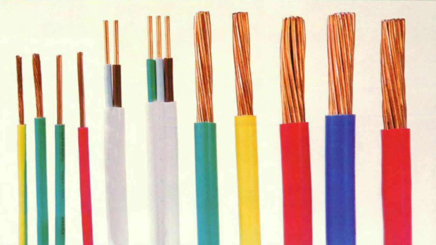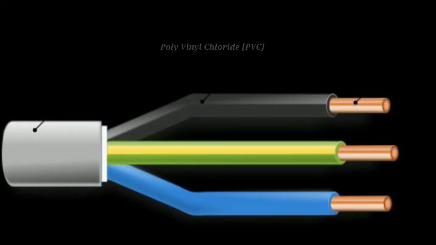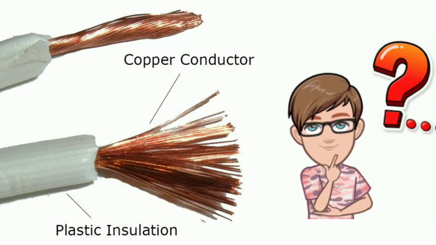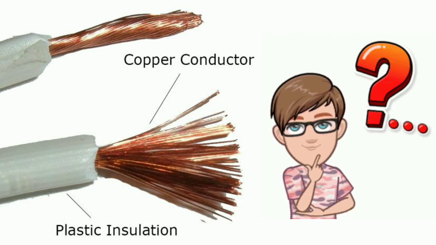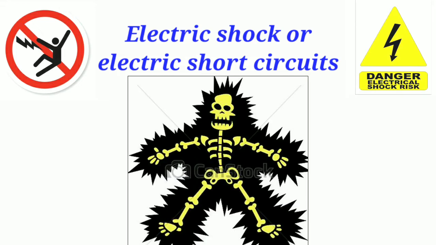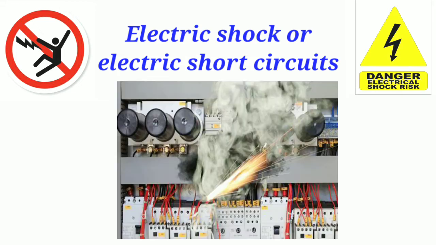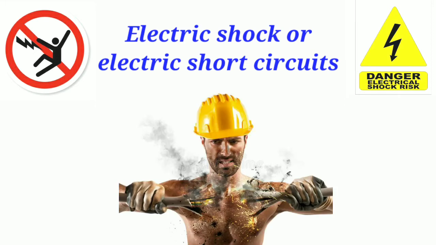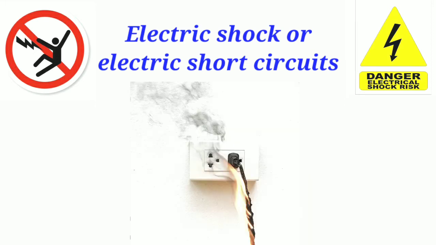You must have seen that the wires that carry current in your homes are coated with polyvinyl chloride. It means PVC or a rubber-like material. Why are electric wires coated with such substances? It is because metals carry current, so the coating prevents shock and electric short circuits.